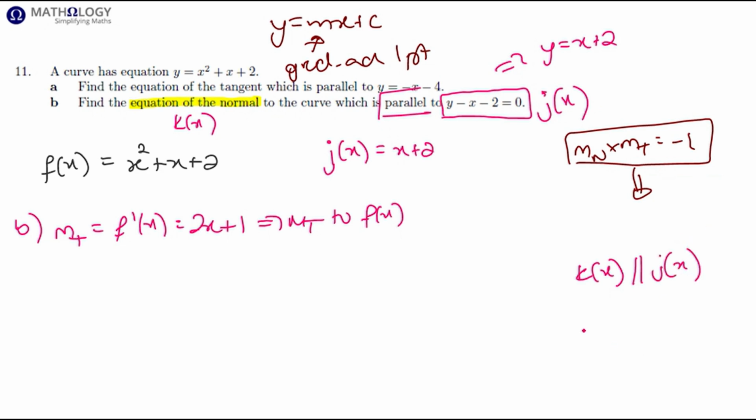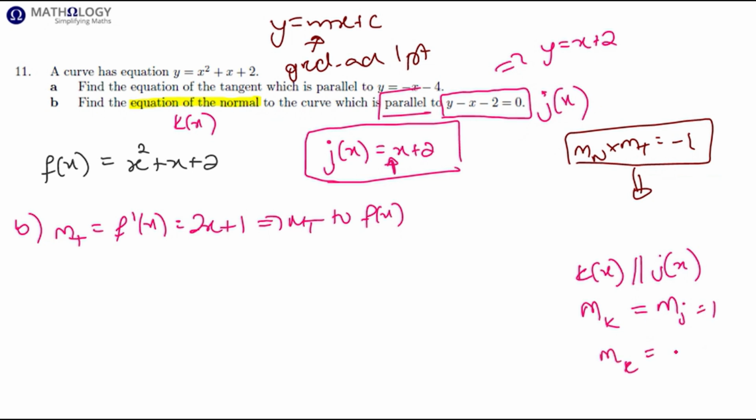Okay, that means that the gradient of k is equal to the gradient of j, because when two lines are parallel, they've got equal gradients. Now, the gradient of j, that's why we wrote this in standard form. The gradient of j is the coefficient of x here, which is 1. So the gradient of k is 1. This is the gradient of the normal.